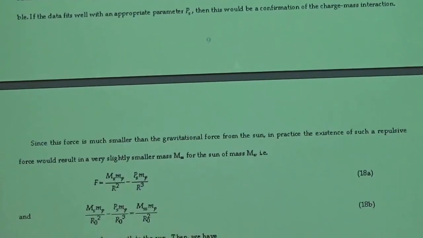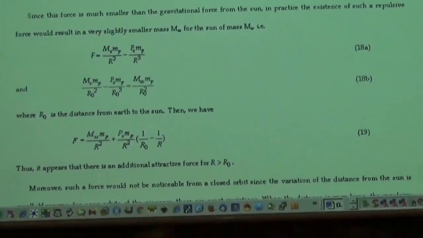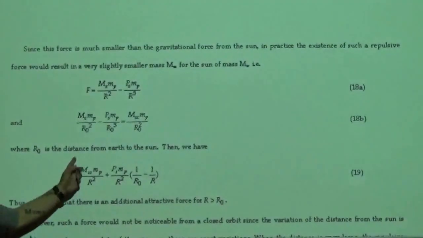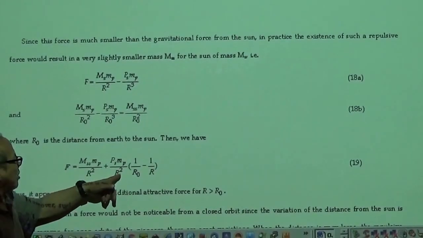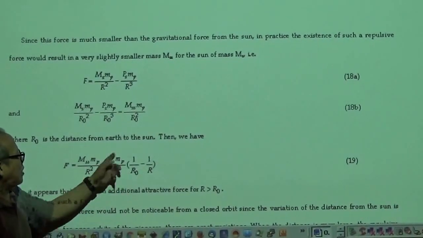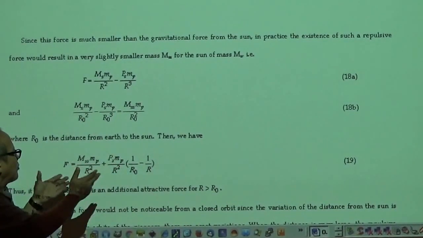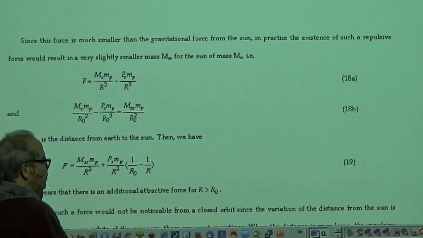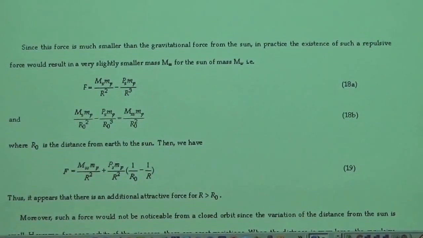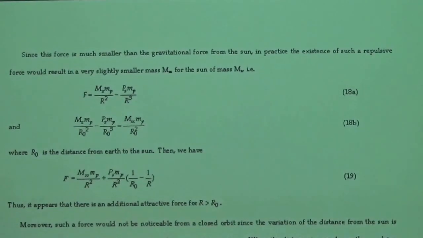So what actually happens is this one is the sun, and this one is the repulsive force. When you go far away, the repulsive force disappears pretty soon.